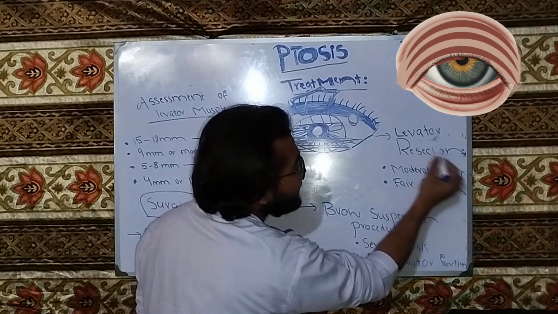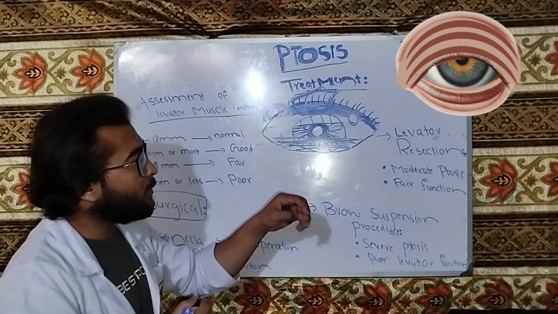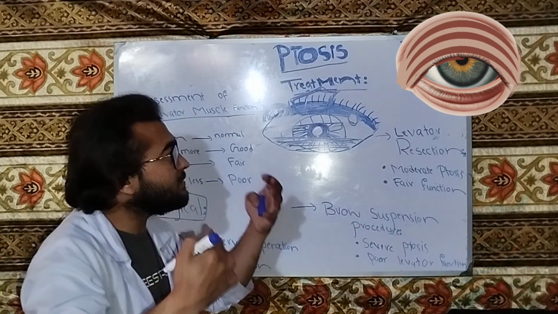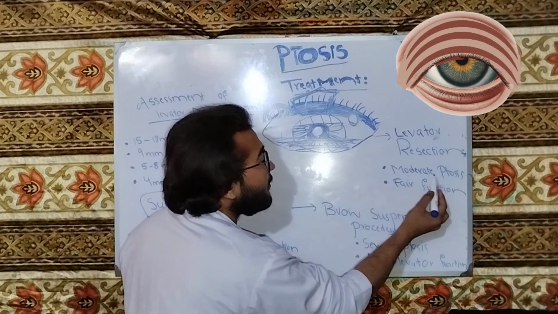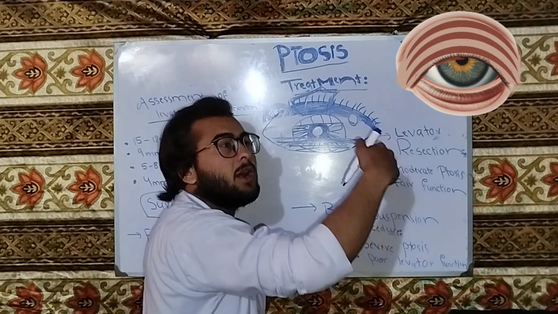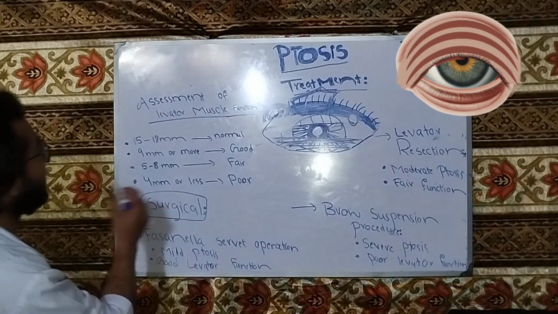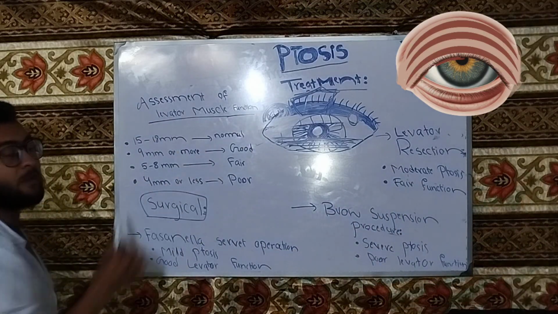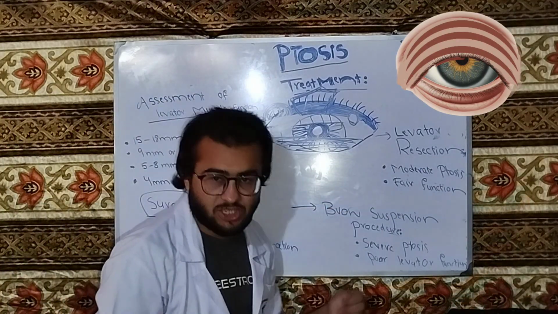The second one is the levator resection. In this surgical procedure, we are resecting the levator muscle. This is indicated in moderate ptosis, ptosis of 3 millimeter, and in fair function of the levator, in which the levator function is fair, from 5 to 8 millimeter. So we indicate the levator resection.